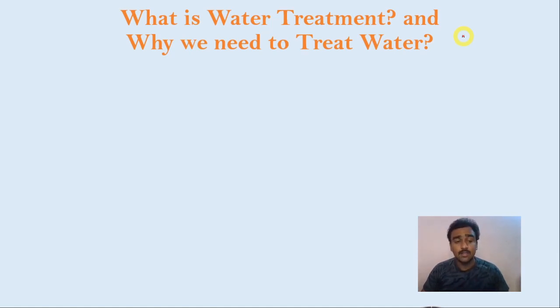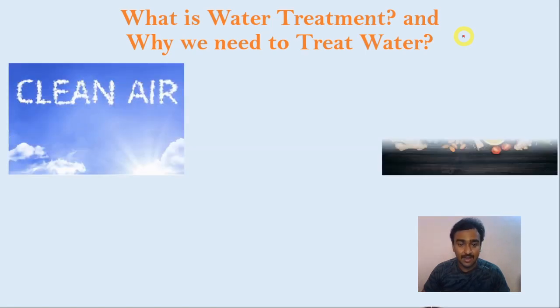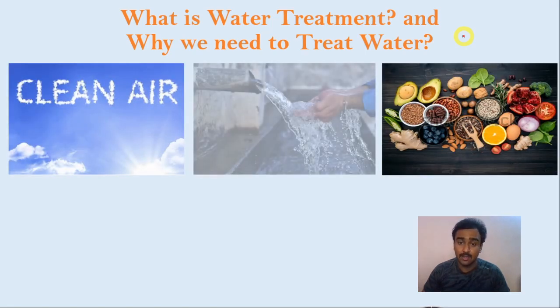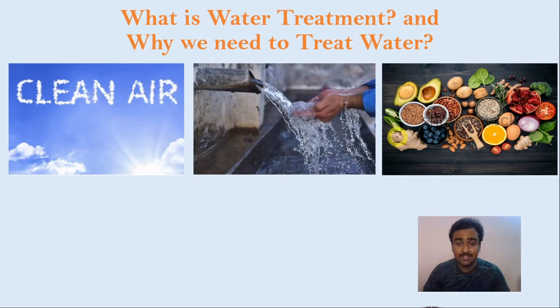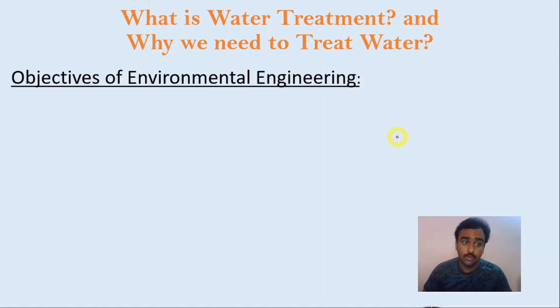So we know that there are three essential things for the existence of human beings. Those are clean air and good food, as well as clean water. If these three things get polluted or contaminated, then it will affect the existence. So keeping this in mind, let us move on to the concept.